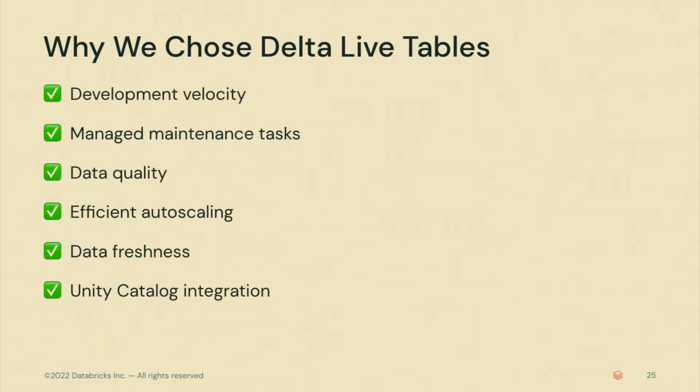So that leads us to Databricks Delta Live Tables. The benefits: because Delta Live Tables offers declarative syntax to define your pipeline, we believe it can greatly improve our development velocity. It offers other benefits. It's also a managed solution, so it manages the maintenance tasks for us. It has data quality support. It has advanced and efficient auto scaling.